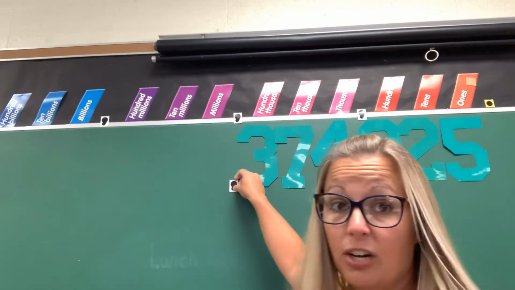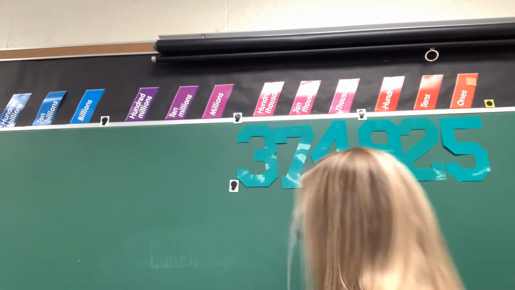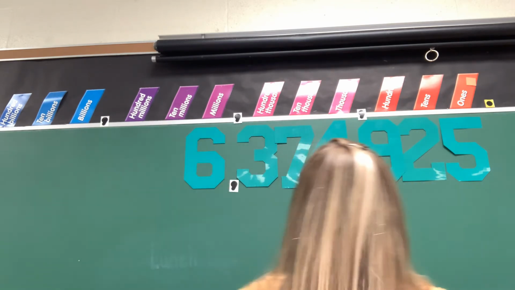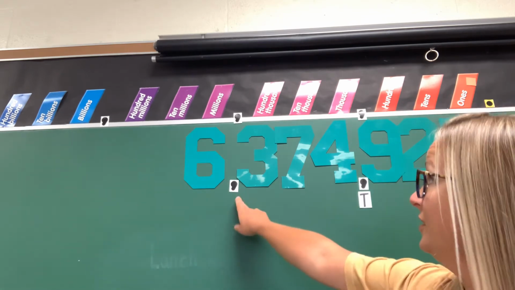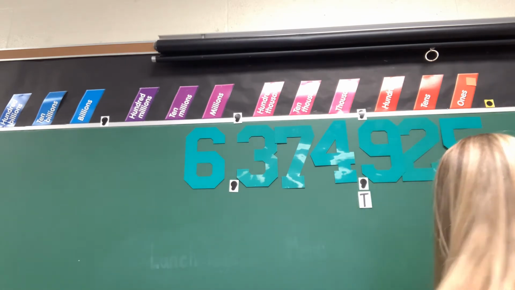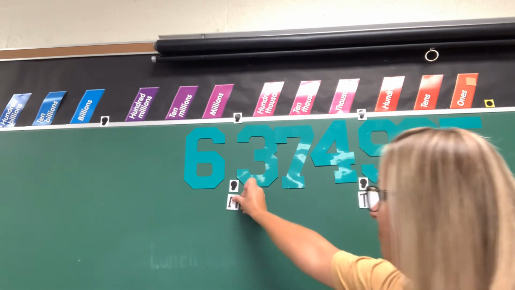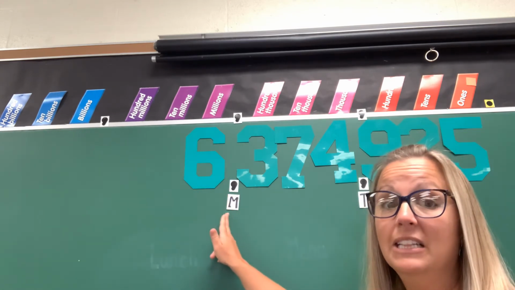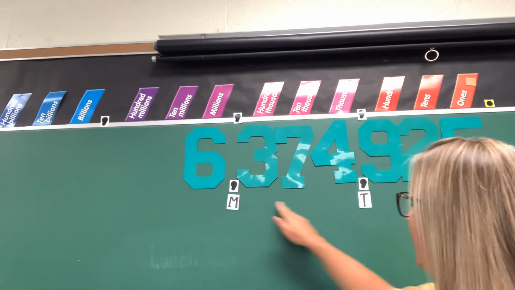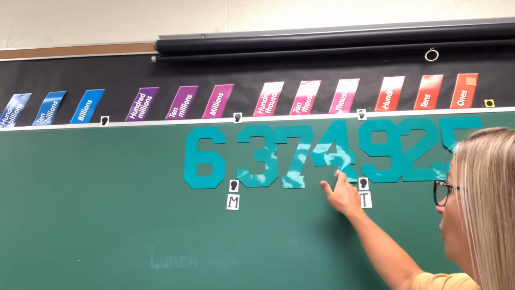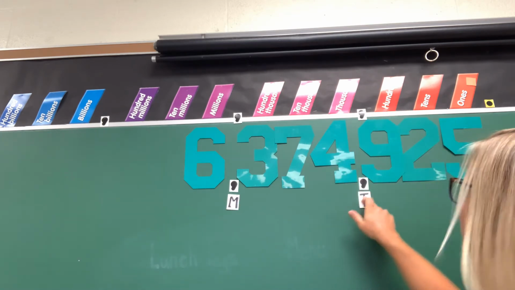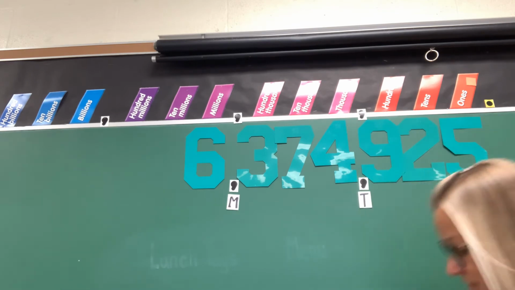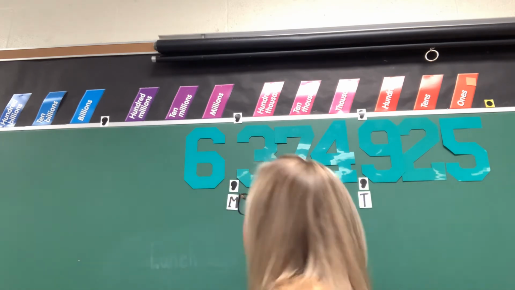So I need a comma here to show that. Okay, let's put a 6. Now, I'm going to label this comma M. So I put my T and then my M. Now I have, here's my first chunk, 6 million. Read this next group, 374,925. Okay.